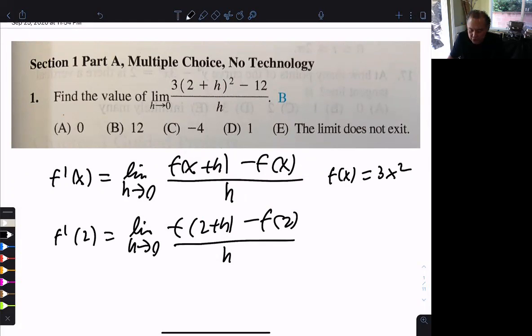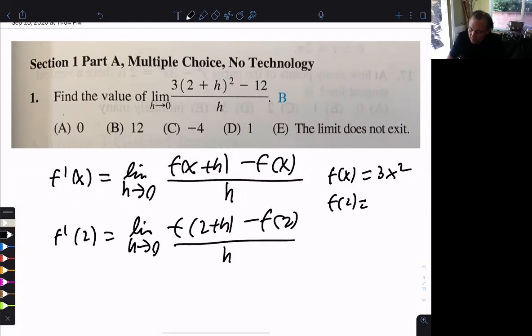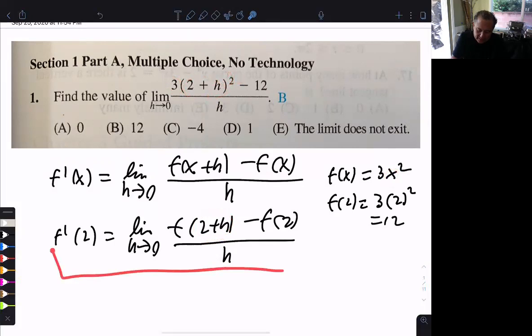Does that match? Well, the question is, what's f at 2? That'd be 3 times 2 squared, or 12. So now let's see if everything works. f at 2 here is 12, and it matches with your f of 2. And for f of x plus h, or 2 plus h, excuse me, you'd put a 2 plus h here, it would be 3 times (2 plus h) squared. So this is the definition of the derivative at 2.